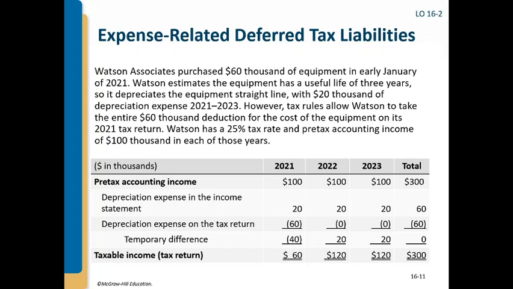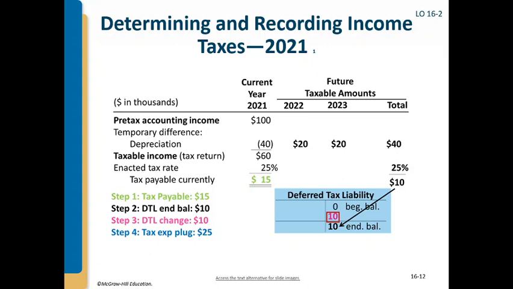So lower income for taxable income in the first year compared to accounting income, but higher taxable income in year 2 and 3 compared to financial income. But overall, it's the same amount. All right, so we're going through our steps here.